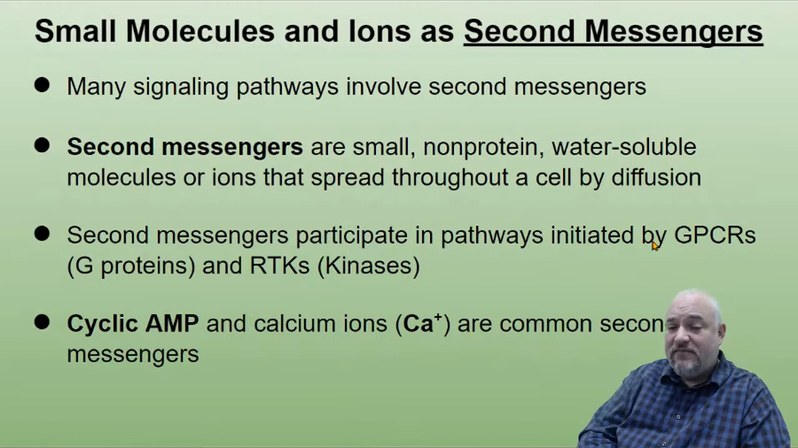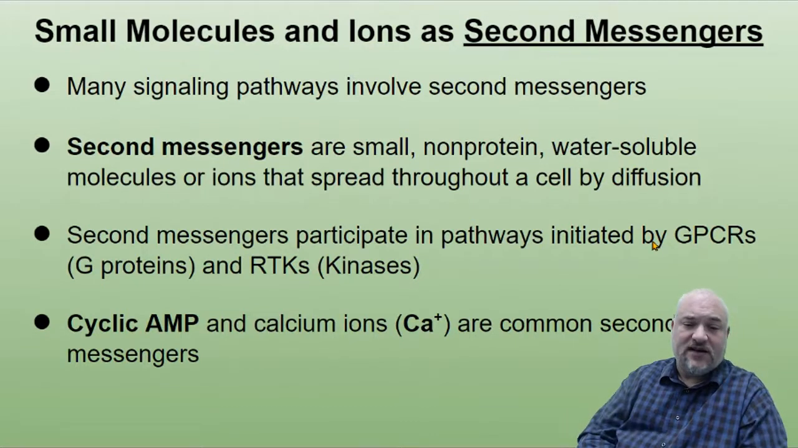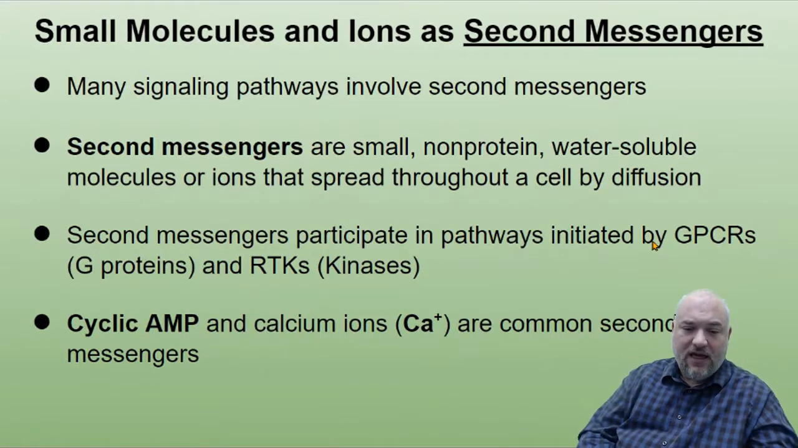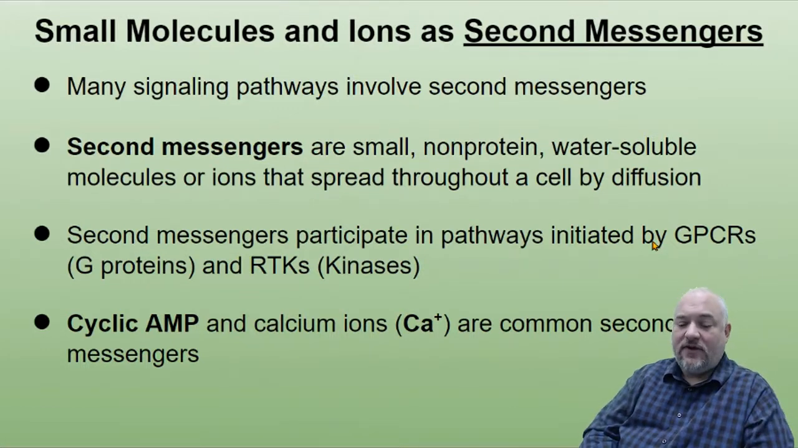There are things we call second messengers that are not proteins, but small molecules and ions. I'm not sure why they don't call them secondary messengers, but in the readings I've done, it's all called second messengers. So many signaling pathways involve these second messengers. They're small, non-protein, water-soluble molecules or ions that spread throughout a cell via diffusion. And they participate in pathways initiated by G protein coupled receptors and the tyrosine kinases that we talked about. A couple of common ones that we'll focus on are cyclic AMP, otherwise known as cAMP, and calcium ions.